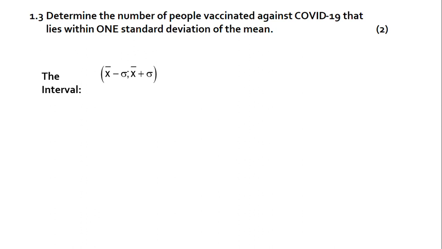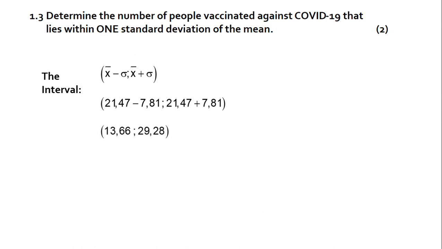So the lower limit of the interval, or the lower fence, whichever word you prefer, is determined by subtracting the standard deviation from your mean, and then the upper limit is found by adding your standard deviation to your mean. Now, fortunately, we've calculated these values in the two questions above. So you just plug in those values and then you get your interval.